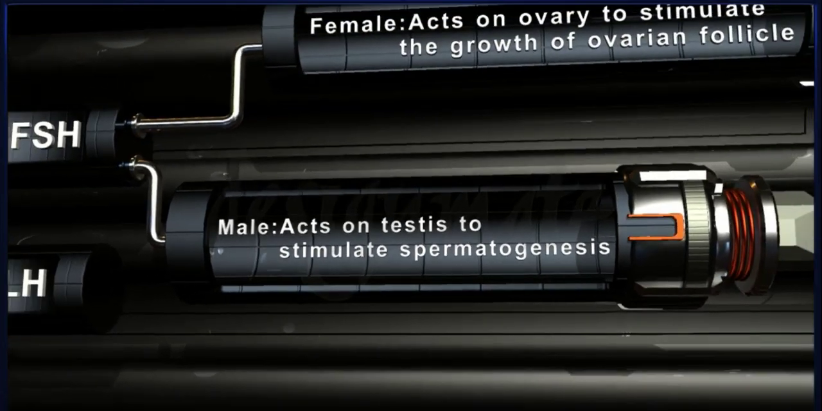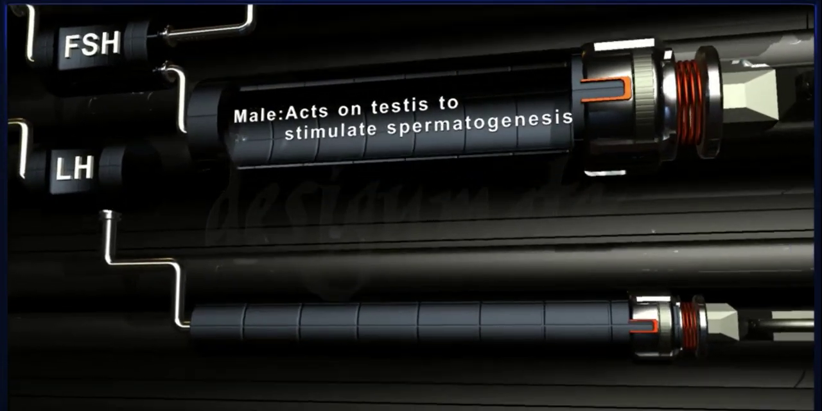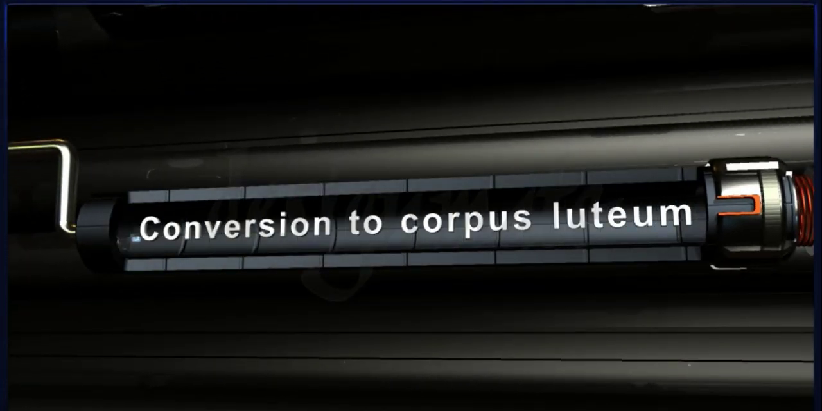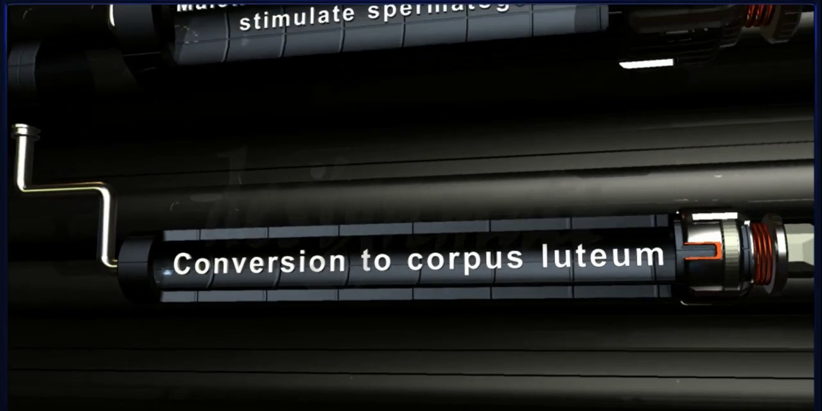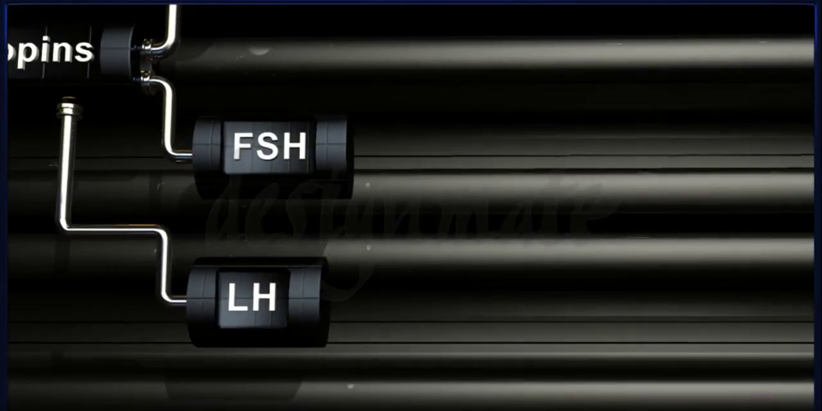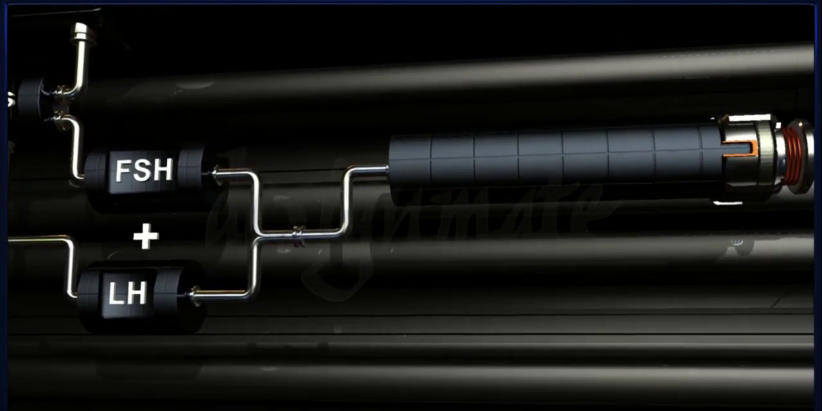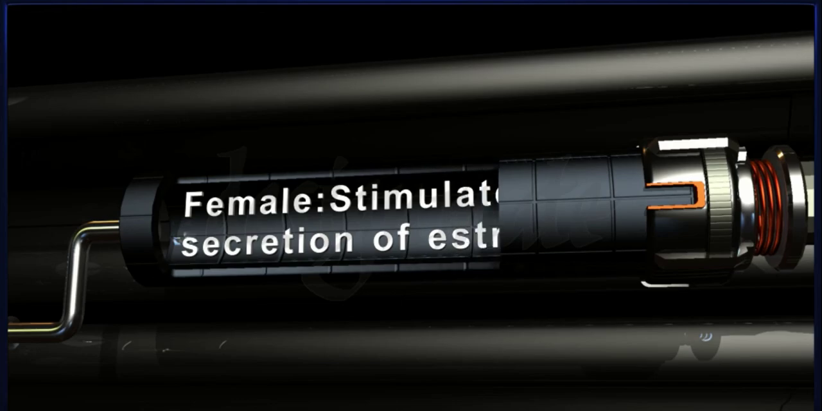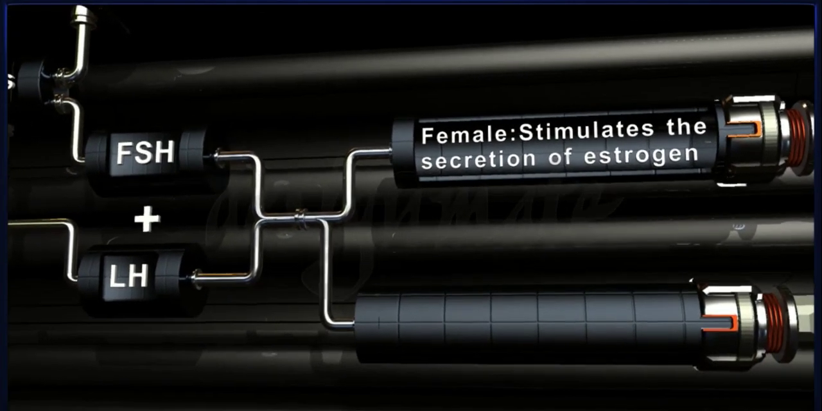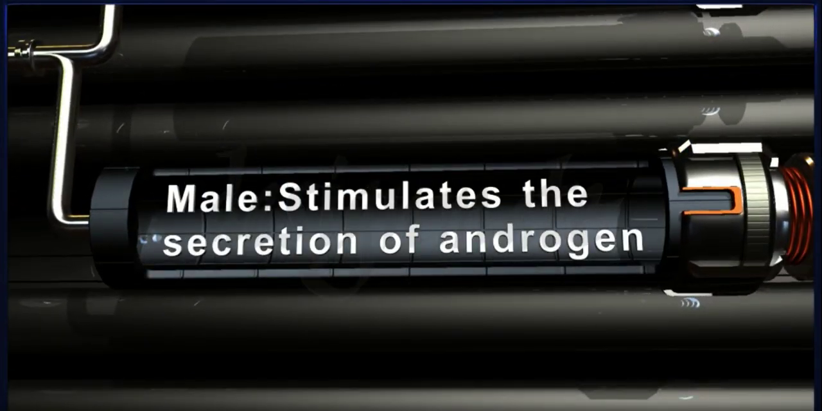In females, the luteinizing hormone LH also induces conversion of ruptured ovarian follicles into corpus luteum. The luteinizing hormone LH, along with the FSH, acts on ovaries to promote secretion of estrogen. In males, the LH and FSH stimulate the testes to produce the male sex hormones, the androgens.